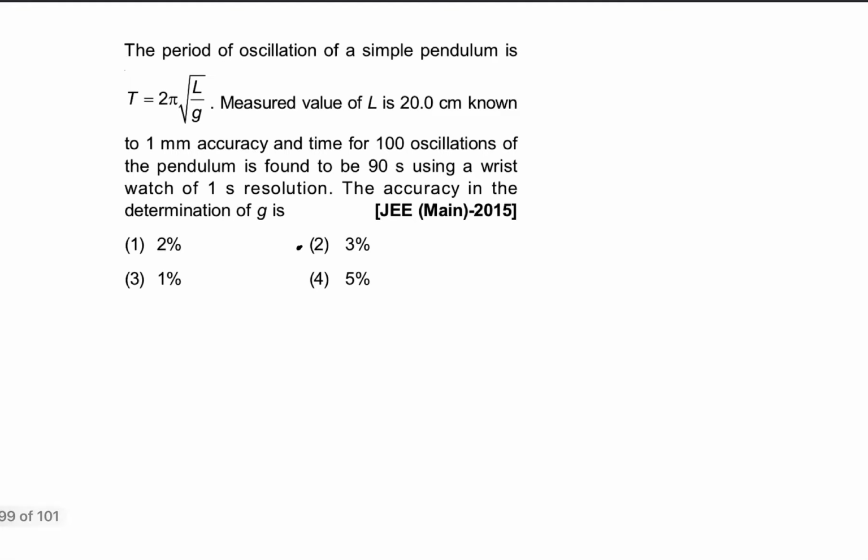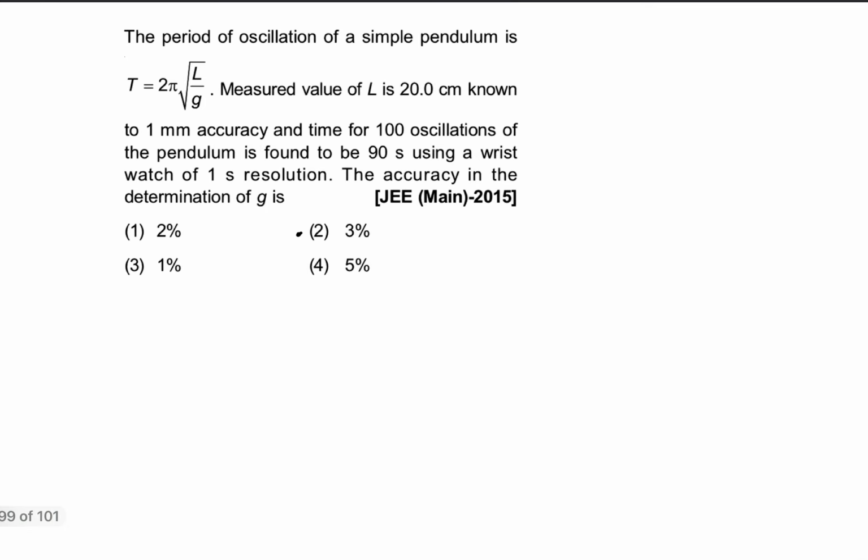Next one, I am moving to the next question. In this question, it is a simple pendulum. In the last lecture also, I explained how to calculate the time period of a simple pendulum. In this question, the length is given as 20 centimeters and the accuracy in length is also given. I am writing here delta L is equal to 1 millimeter.